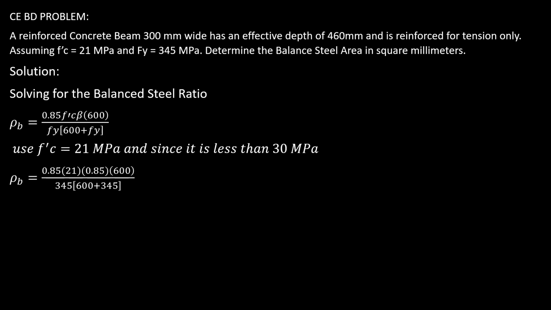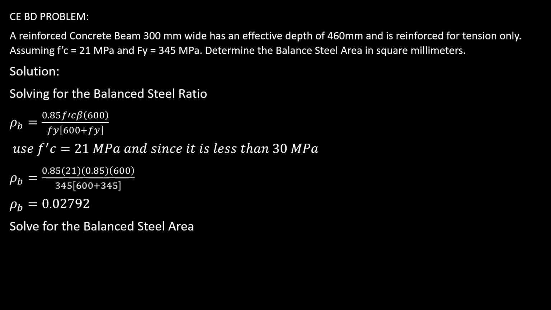Our balanced steel ratio is now equal to 0.85 times 21 times 0.85 times 600, and our denominator will be 345 times the bracket of 600 plus 345. Finally, our calculated value for the balanced steel ratio is equal to 0.02792.